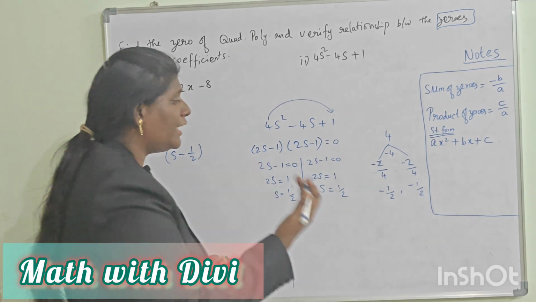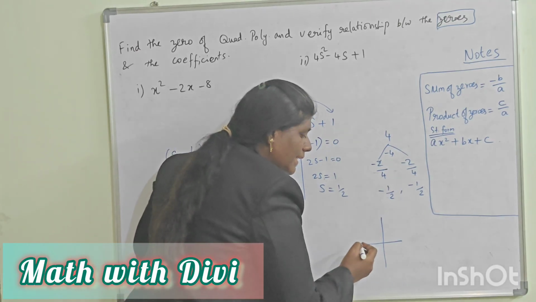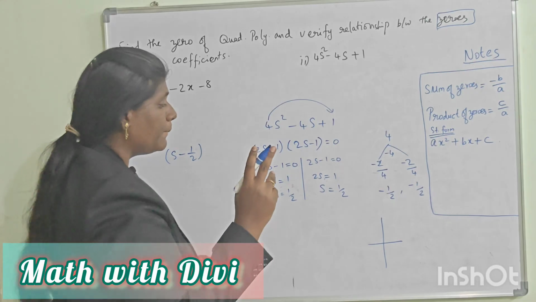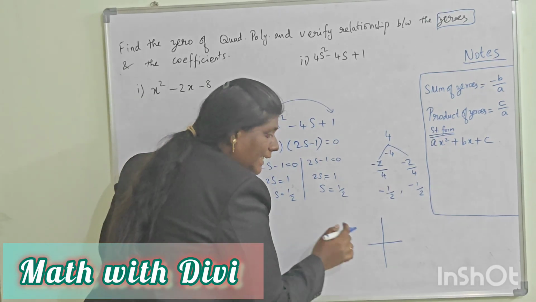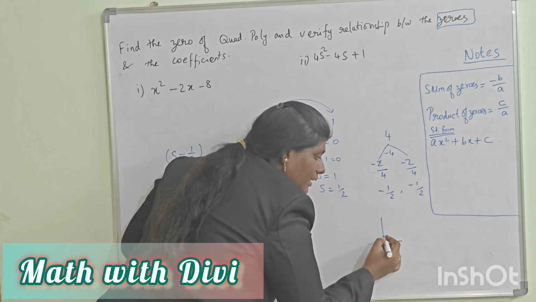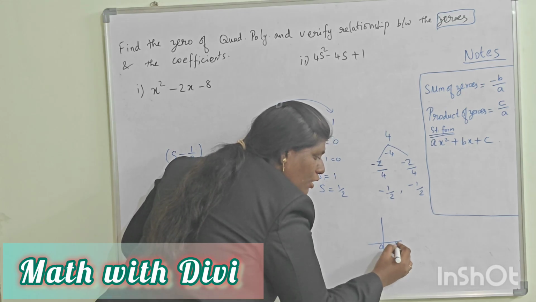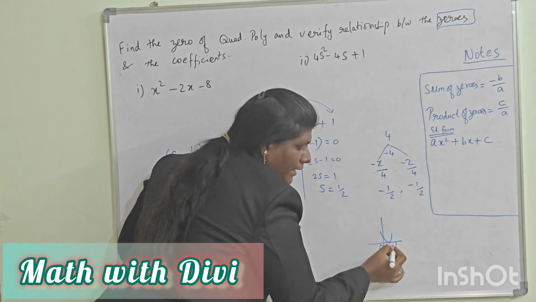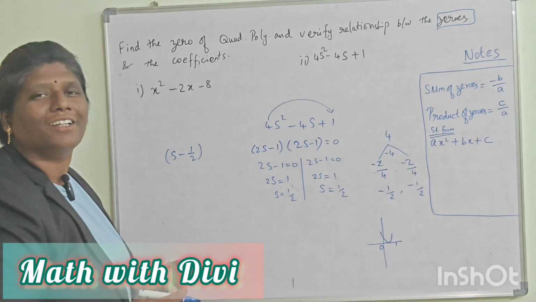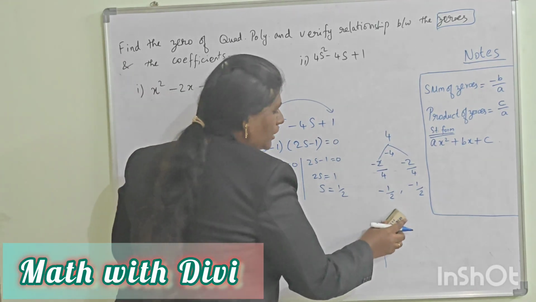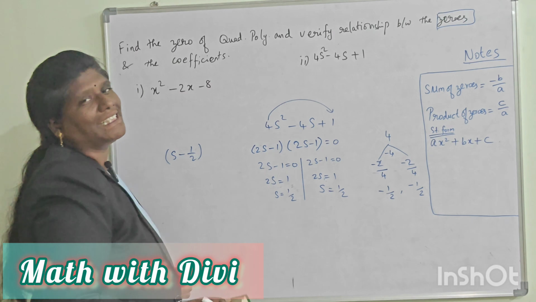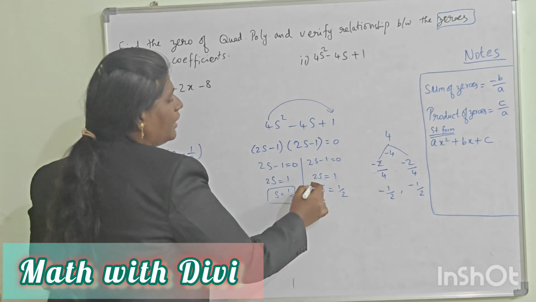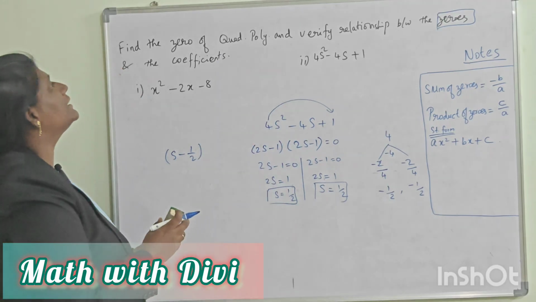Now, you may have a doubt. Ma'am, if I draw this in a graph, you said in 2 points it meets. What are the 2 points? See, it is 1 by 2, 0, right? So, it is overlapping on one another. Understand? Okay, both the points are coincident. So, this is the answer. Any doubt?